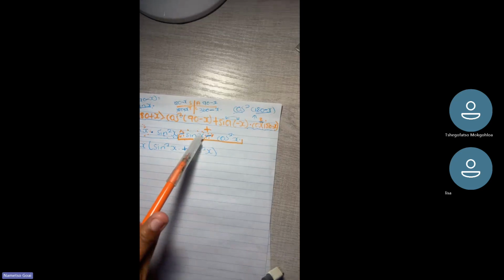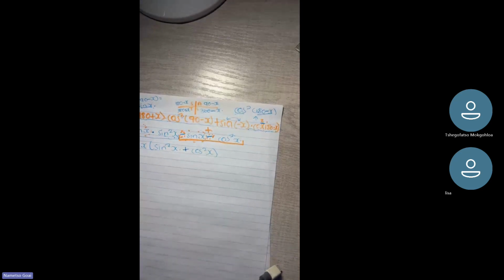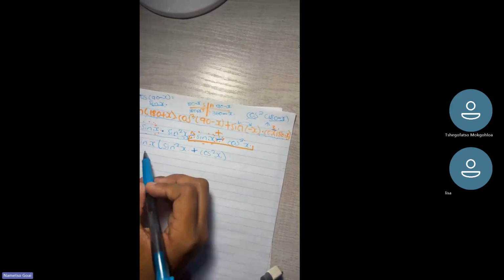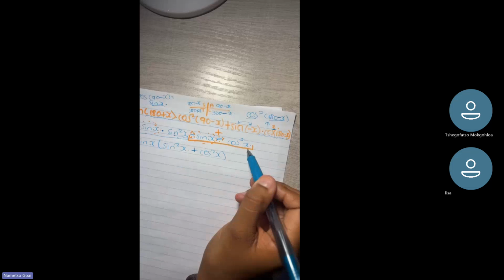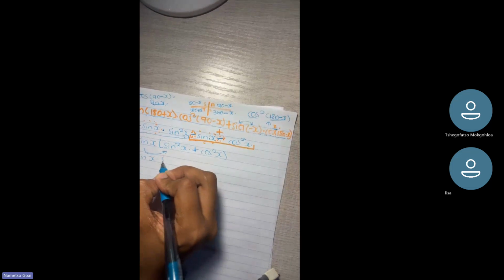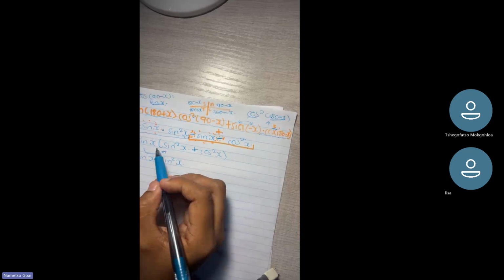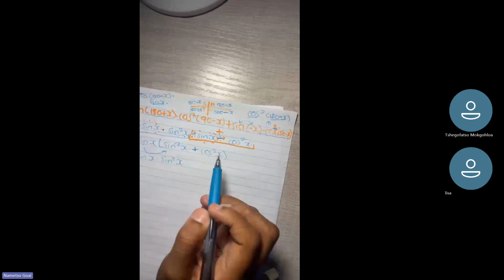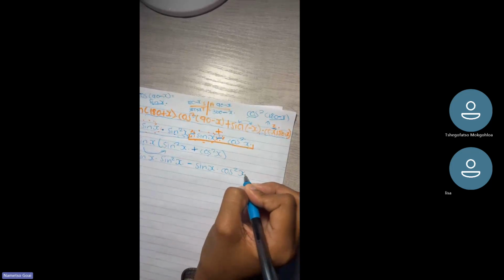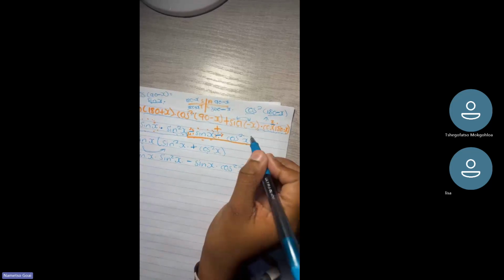Just to reinforce this, let me quickly multiply in to show you that if we remove it and multiply in, we come back to the same thing. If we multiply in, we'll have negative sine x multiplied by sine squared x, right? And then if we take this and multiply it in here, we'll have negative sine x multiplied by cos squared x, which is the same thing as this right here. Do you get it? Yes, ma'am.